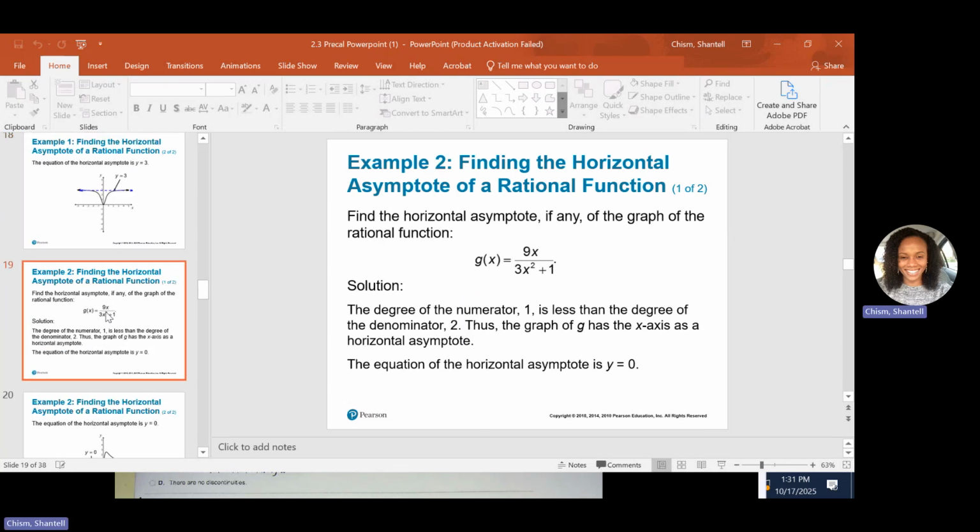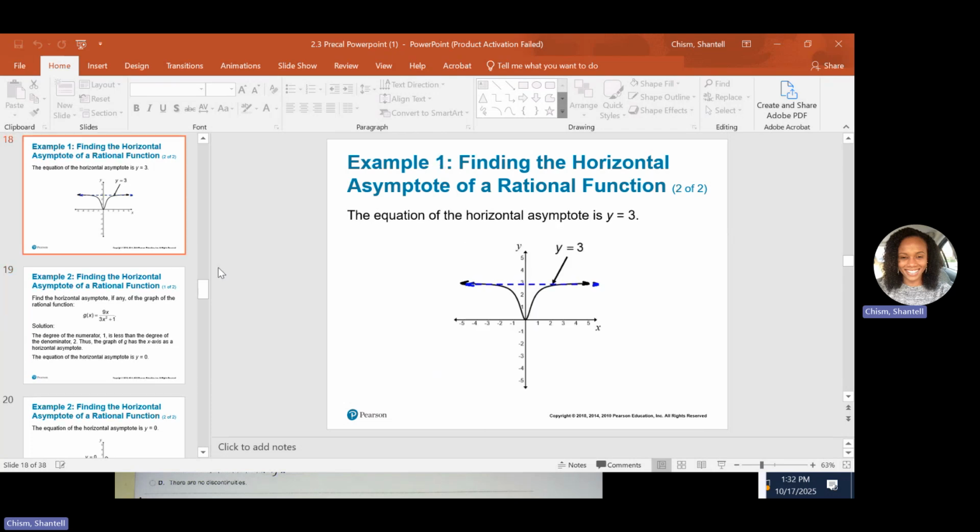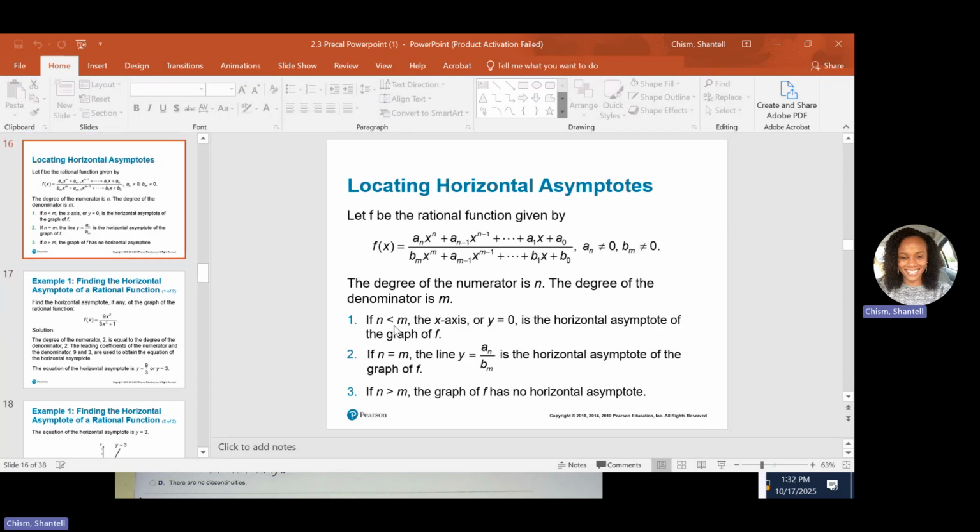Take a look at this one. Find the horizontal asymptote, if any, of the graph. Your function is 9x over 3x squared plus 1. This time, the degree of the numerator is 1, and the degree of the denominator is 2. So the graph of g would have to be just the line y equals 0, because the degree of the top is less than the degree of the bottom. And according to the rule, if n is less than m, then your horizontal asymptote is just the x-axis, or just y equals 0.